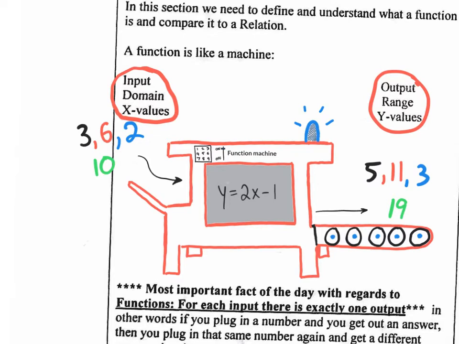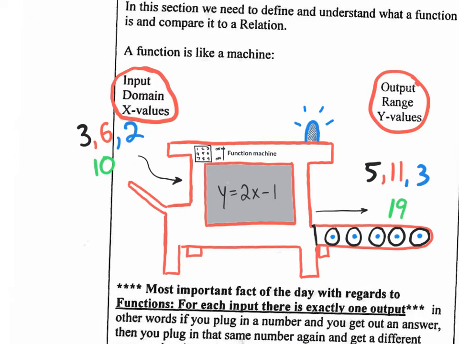Now, the only one that's kind of tricky is domain and range. Domain is also the same thing as X values. It's also the same thing as inputs. So all of these numbers that we're putting in are domain values. All of these numbers that we're putting in, they're also X values. The ones that come out, those are called outputs. The ones that come out, those are called range values. The ones that come out, those are called Y values.